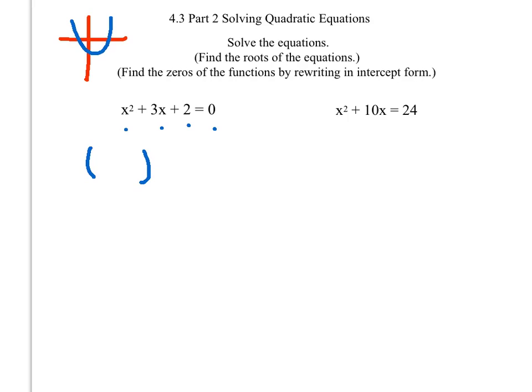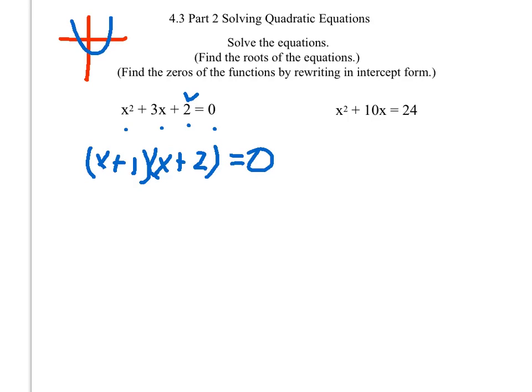So we can write out our two blank sets of parentheses once again. And since we have plus plus for our signs in the quadratic, we'll have plus plus in our binomials. The x squared breaks down into x and x, and the 2, remember, we can break that down into 1 and 2, and 1 plus 2 does give us that middle term of 3. So now it's still set equal to 0.